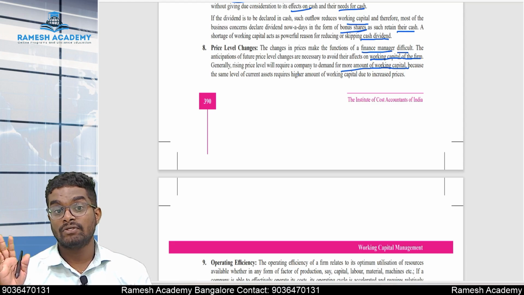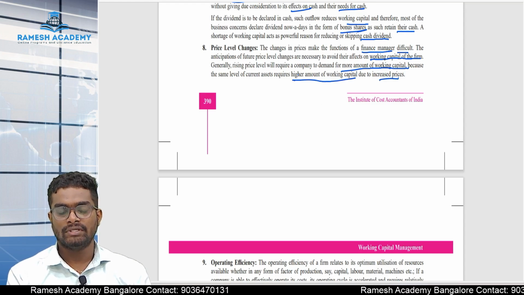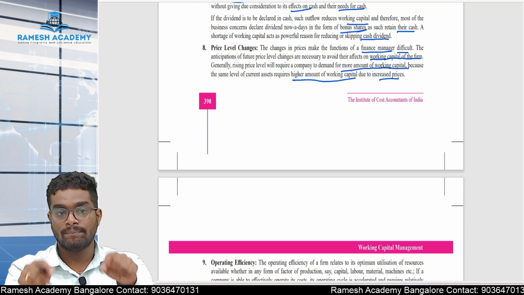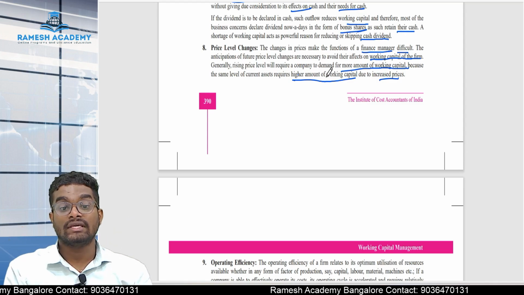And in turn, obviously, the working capital will increase, because the same level of current assets requires a higher amount of working capital due to increased price. The amount of stock is the same, but we have to pay an extra amount for that. That is why we require more working capital.